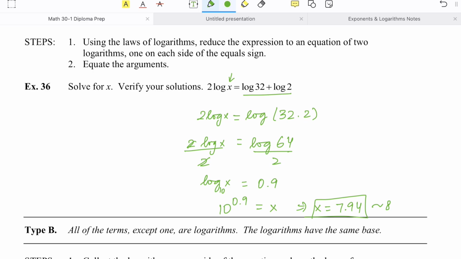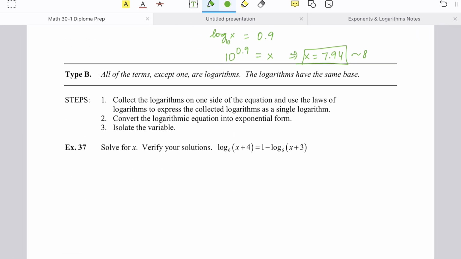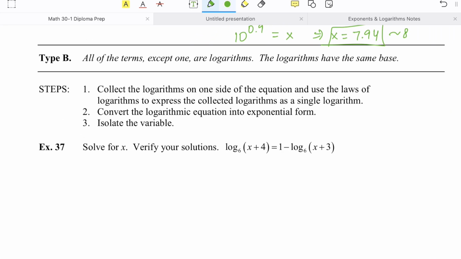Okay, let's do the next question here. Let's see what happens when we have all the terms which have log, except for 1. In this case we have 1 over here, and we know we can just do log 6 of 6, which is going to be equal to 1. So we can replace this. Log 6 (x plus 4) is equal to log 6 minus log 6 (x plus 3).